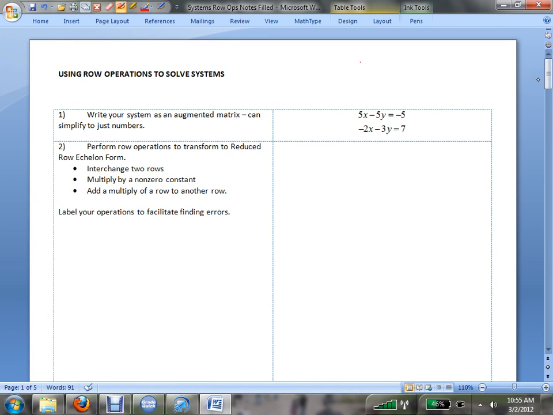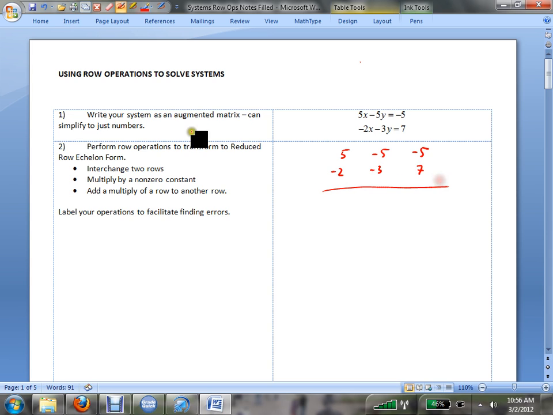In today's lesson, we are using row operations to solve systems. Row operations are a lot like doing combinations. First step is to write your problem as an augmented matrix. You just simply want the numbers. So I'm going to write it as 5, negative 5, negative 5, negative 2, negative 3, 7.